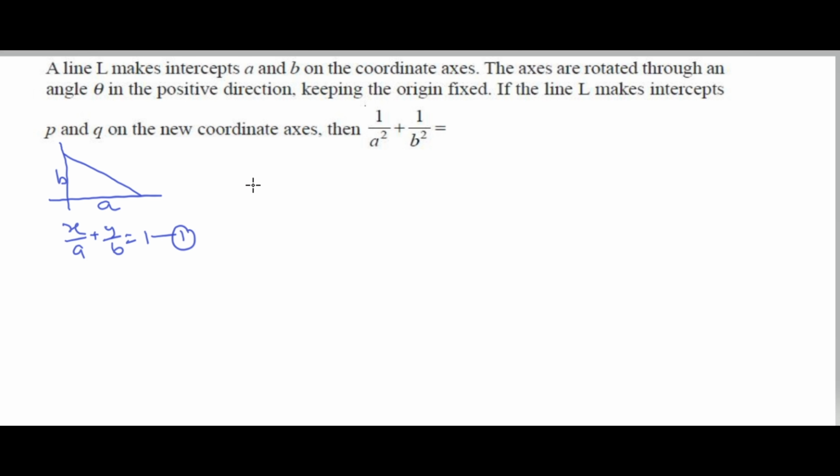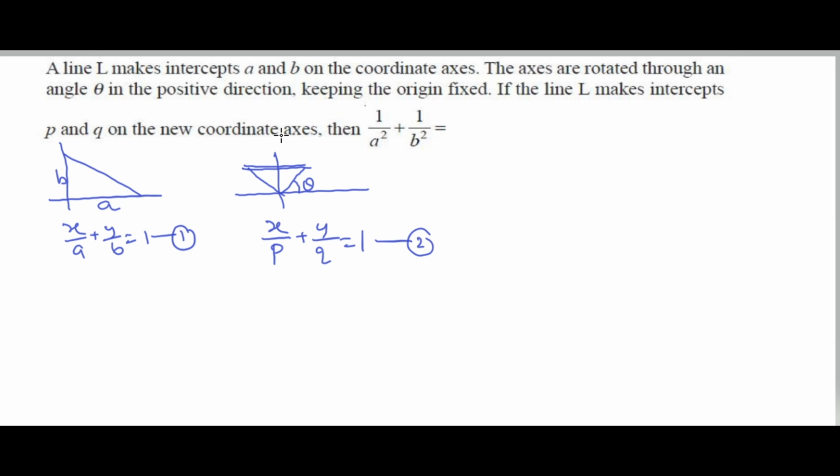And the axes are rotated through an angle theta in the positive direction of the x axis. So the same line makes intercepts, here theta is rotated. So the same line makes intercepts p comma q on the coordinate axis. Therefore, the equation of the line is x by p plus y by q is equal to 1. This is the second equation.